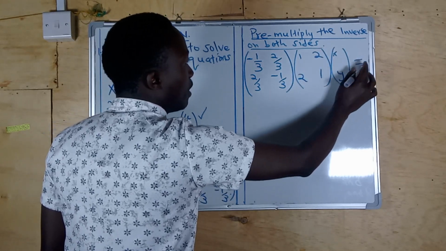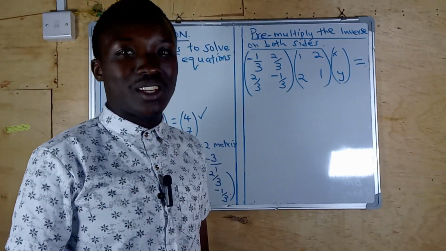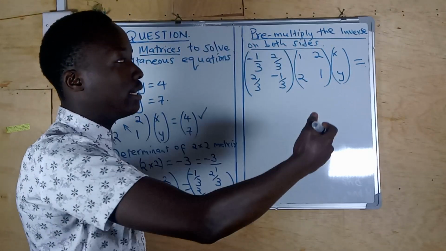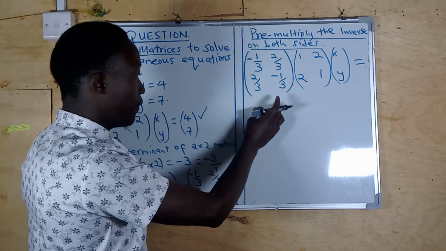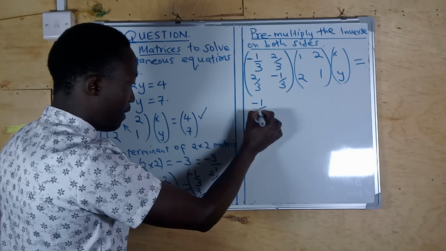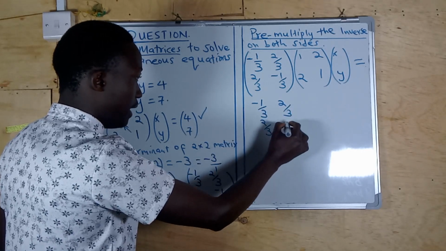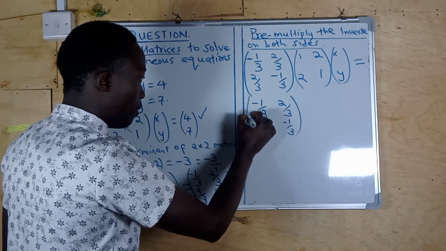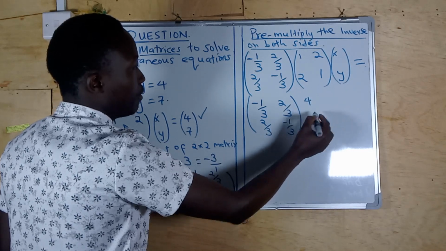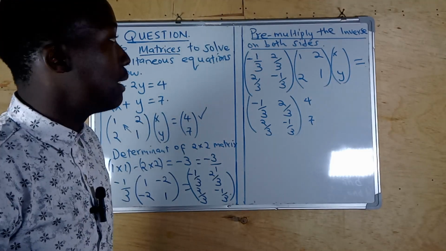And on the other side of the equal sign, bear with me, our board is quite small, but I believe we are going to understand. On the other side of the equal sign, we are going to have the inverse, pre-multiplied again: negative a third, 2 over 3, 2 over 3, negative a third, then we multiply it with 4, 7. That is very, very important.